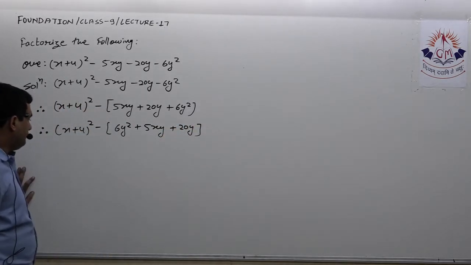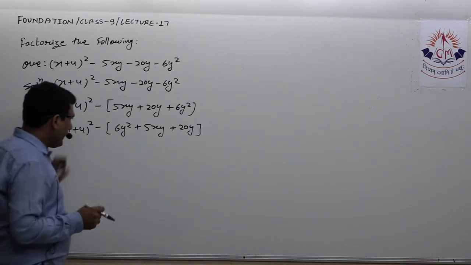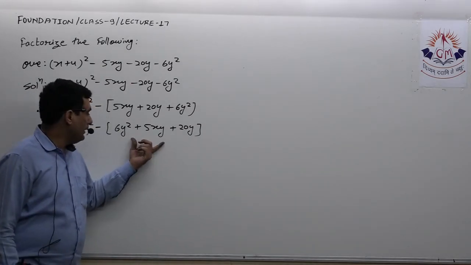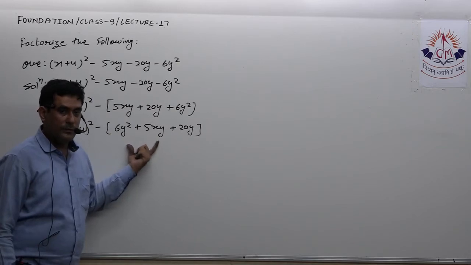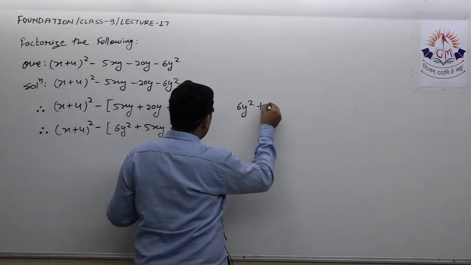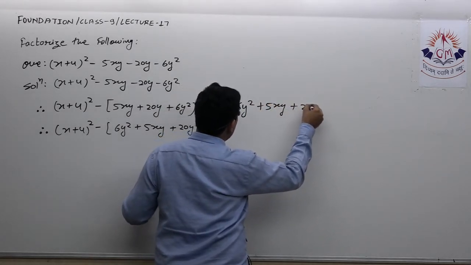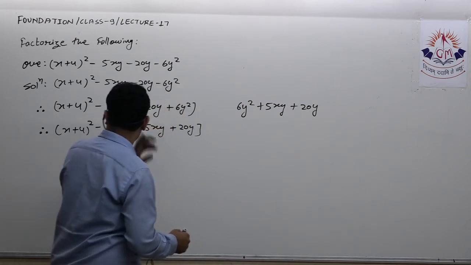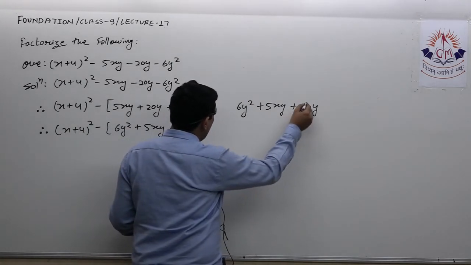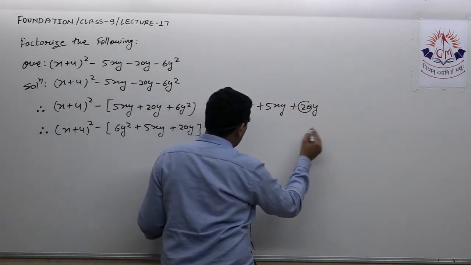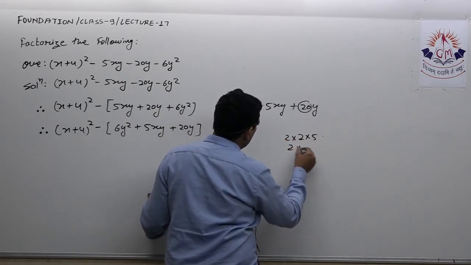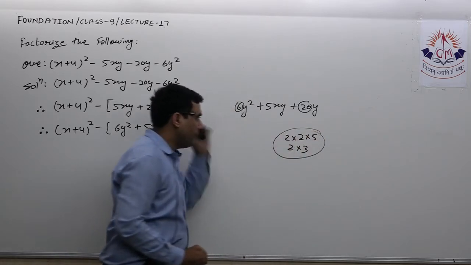Okay, so now it looks like a quadratic, but obviously it's a quadratic. So we'll try to find the factors of this expression by splitting the middle term. So let me try over here: 6y square plus 5xy plus 20y. So I have to find the factors of 20 and 6. So factors of 20 are 2 into 5 into 2, and factors of 6 are 2 into 3. So using all these factors, I have to get 5x.